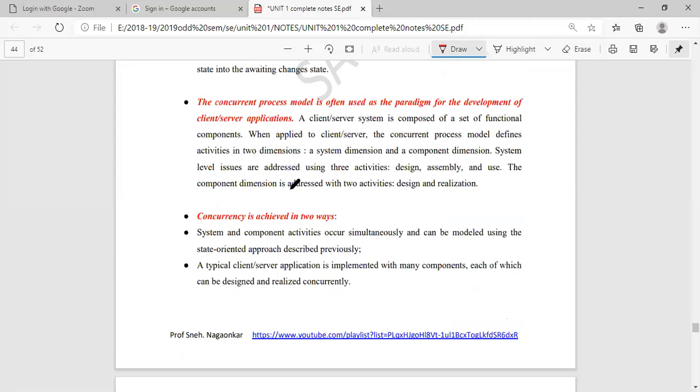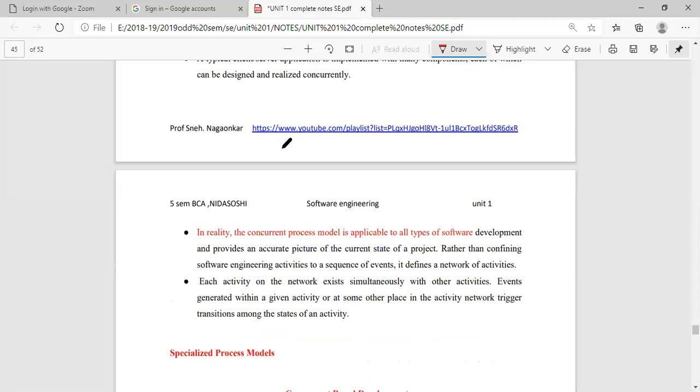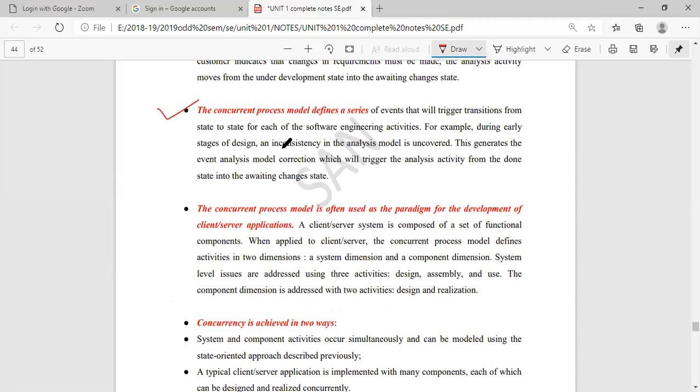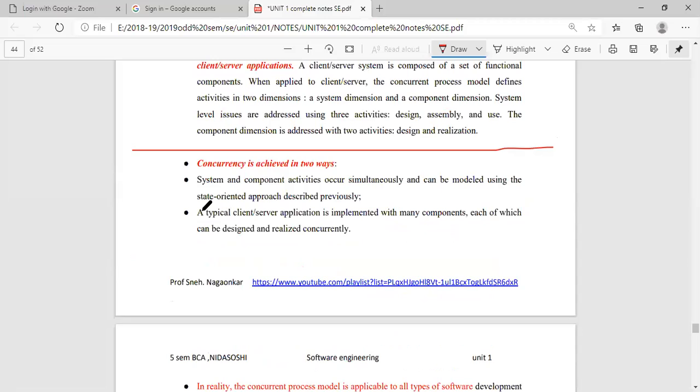Fine. So concurrency is achieved in two ways. This part you can just skip if it is asked for 5 marks. If it is asked for 5 marks, you can write only until here. Just go for this explanation and go for the concurrent model. You can skip this explanation if it is asked. I will just tell you about the system and component activities and client server application. So the concurrency model is used in client server applications.